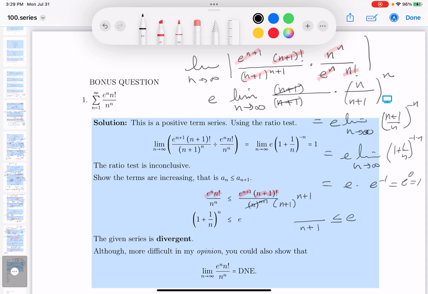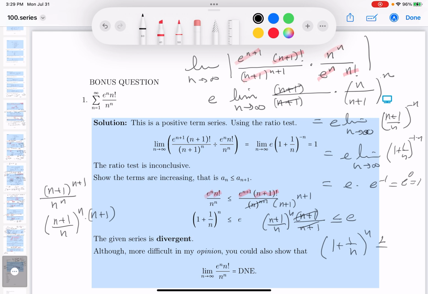So what do you get over here? You get n to the n, and then you get n plus 1 to the n plus 1. What does that give me? n plus 1 over n to the n times n plus 1. Let me write that down. n plus 1, and then I get n plus 1 over n to the n. These cancel off, and we're left with 1 plus 1 over n to the n less than or equal to e. And you should realize that this, as n goes to infinity, is a true statement.